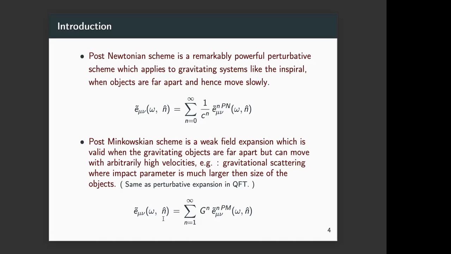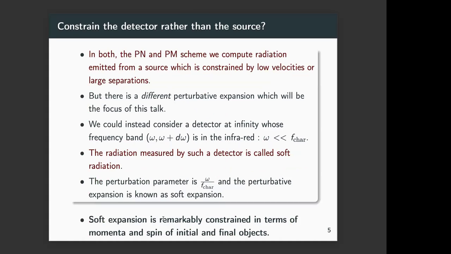On the other hand, the post-Minkowskian scheme, which Raphael reviewed very nicely, is a weak field expansion, which is valid when you don't have collision or merger, when the gravitating objects are far apart but can move with arbitrary velocities. For example, gravitational scattering where the impact parameter is much larger than the Schwarzschild radius of these objects is a case where this is an excellent scheme in which we can try to do computations. These are the 2 most famous schemes. The parameters involved in the schemes are either low velocity or a roughly large impact parameter or large separation.